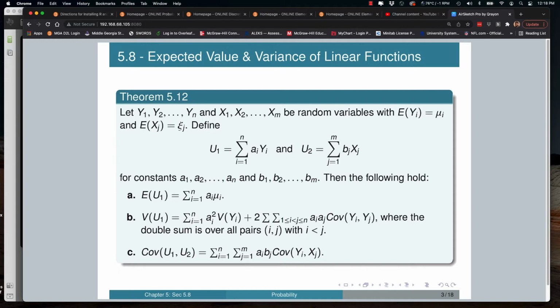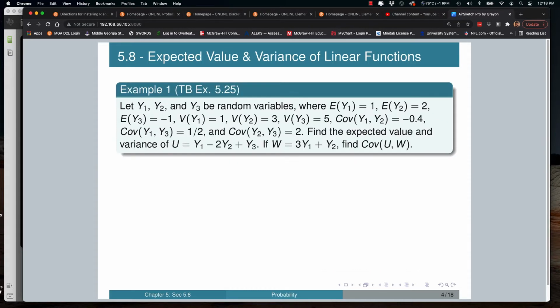Okay, so we're going to need to remember these formulas, and they're kind of handy. This very first example is going to give us a really good clear-cut feel of how to do this problem. They just went ahead and gave us all the totals, so we don't have to do a lot of finding the expected values and the variances for the different random variables. They gave us the information that the expected value of y sub 1 is 1, expected value of y sub 2 is 2, expected value of y sub 3 is equal to negative 1, variance of y sub 1 is 1, variance of y sub 2 is 3, and so forth and so on. So they've given us all this information.